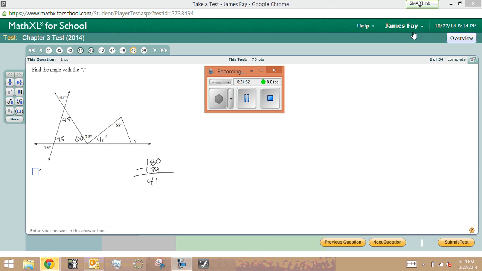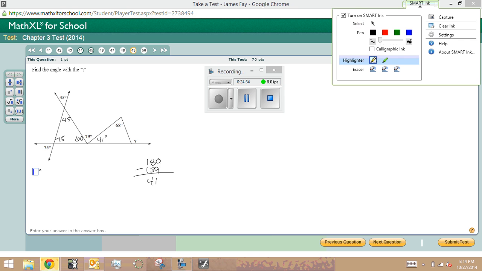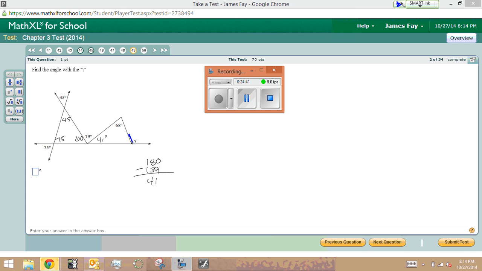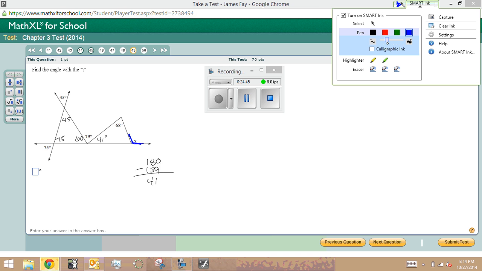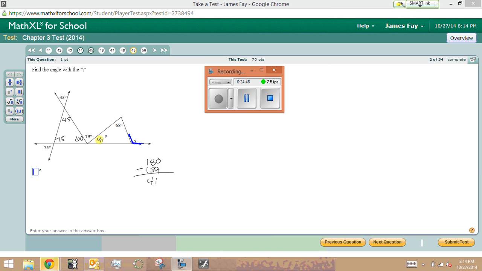Okay. Now, from there, there's several things you could do. To find this angle out here, we could recognize that that angle out here is an exterior angle of a triangle. So that angle should equal the sum of the two remote interior angles, that angle and that angle. So I'll take 68 and 41 and add those together, and I get 109. Okay, 109 degrees.